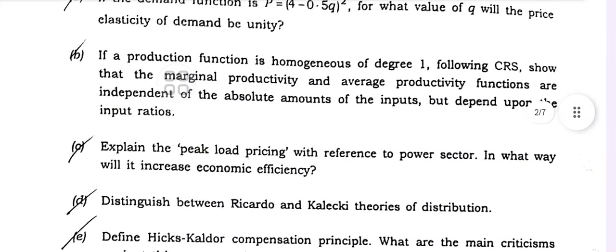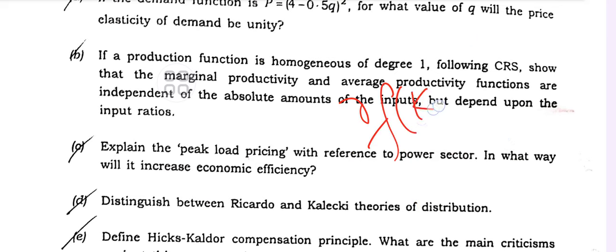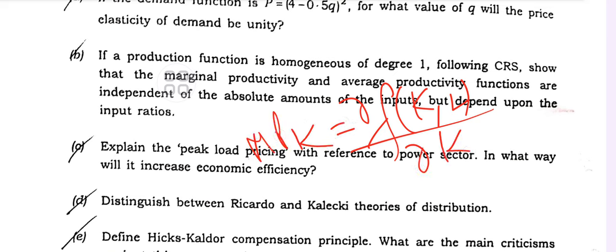Now coming to the second question: if a production function is homogeneous of degree 1, following constant returns to scale, we have to show that the marginal productivity and average productivity functions are independent of the absolute amount of the inputs but depend on the input ratio. First, a homogeneous production function is given by F(λK, λL) equals λ F(K, L). The marginal productivity of K is del F of K, L by del K, and similarly for L we divide by del L.